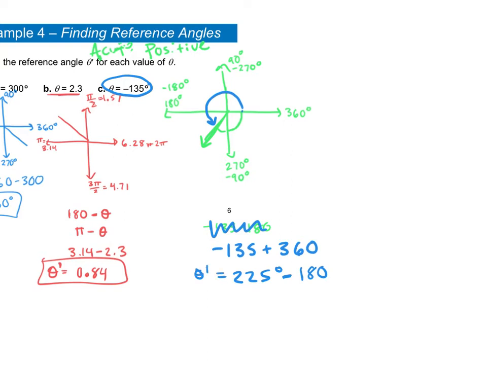So 225 minus 180 gives us what? 45? Yep, 45. So if it gives you a negative angle, you have to find the positive coterminal angle of it. And then you can just use all the tricks we did on the last page.